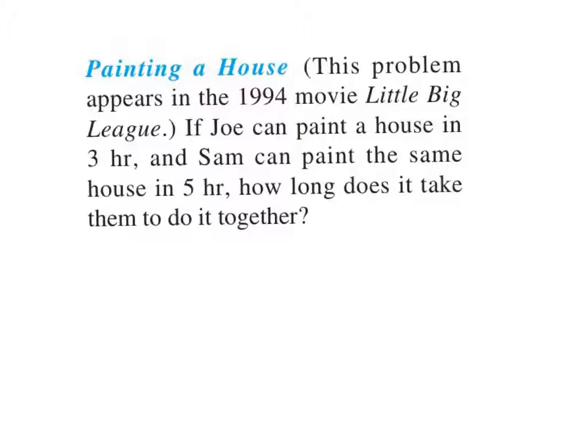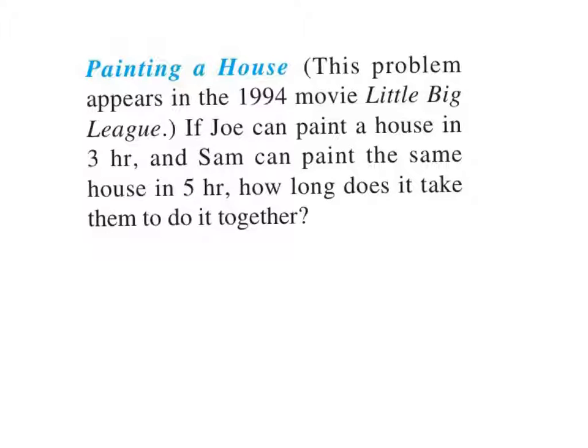Alright, here's another example of our work rates. It says, this problem appears in the 1994 movie Little Big League. If Joe can paint a house in 3 hours and Sam can paint a house in 5 hours, how long does it take them to do it together?